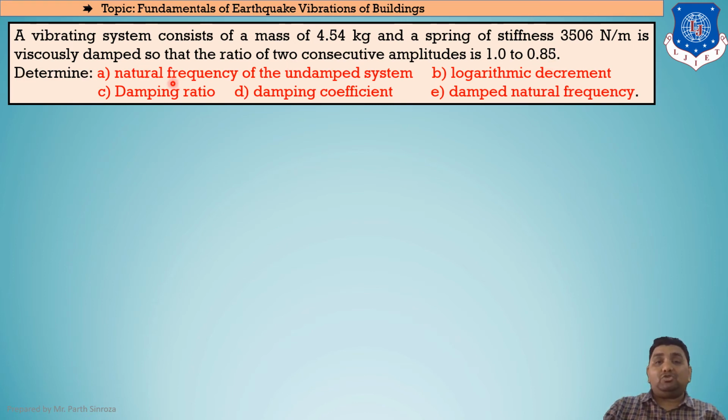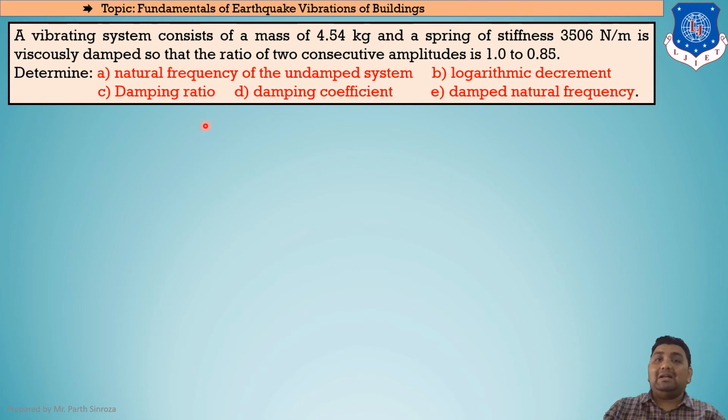So determine, there are 5 cases to be identified in this question. First is to find the natural frequency of the undamped system. Second is to find the logarithmic decrement. Third is to find the damping ratio. Fourth is to find the damping coefficient. Fifth is to find the damped natural frequency. Clear? So these are the things that we are going to find out.